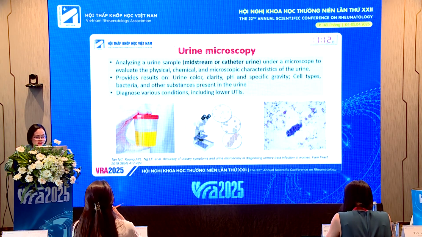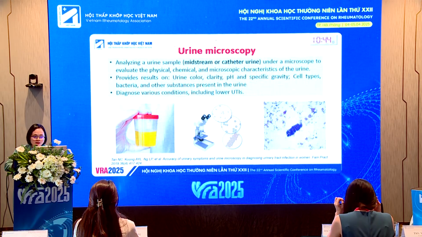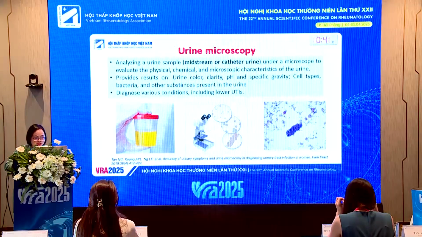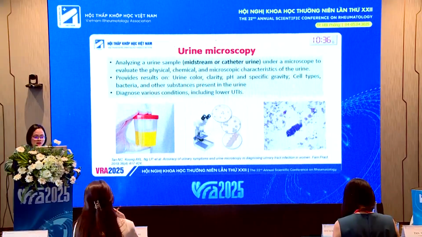And here I want to mention a valuable test for diagnosing lower UTIs, urine microscopy. This test analyzes a urine sample, often midstream or catheter urine, under a microscope to evaluate the physical, chemical, and microscopic characteristics of the urine. It helps to diagnose various conditions, including lower UTIs. This test is simple, fast, and cost-effective for diagnosing lower UTIs, especially before the urine culture test result.